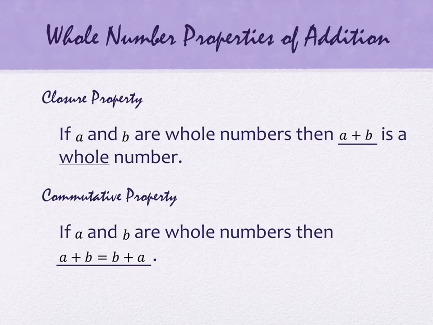Consider subtraction. We'll do subtraction in section 3.3. But if we did subtraction, this wouldn't work, right? So 3 plus 5 is 8, and 8 is a whole number. But what's 3 minus 5? -2. That's not a whole number.